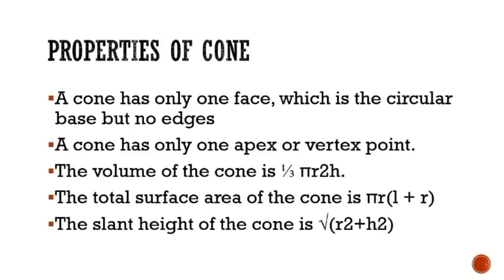Properties of cone. A cone has only one face, which is the circular base, but no edges. A cone has only one apex or vertex point. The volume of the cone is 1/3 pi r squared h. The total surface area of the cone is pi r (l plus r). The slant height of the cone is the square root of (r squared plus h squared).